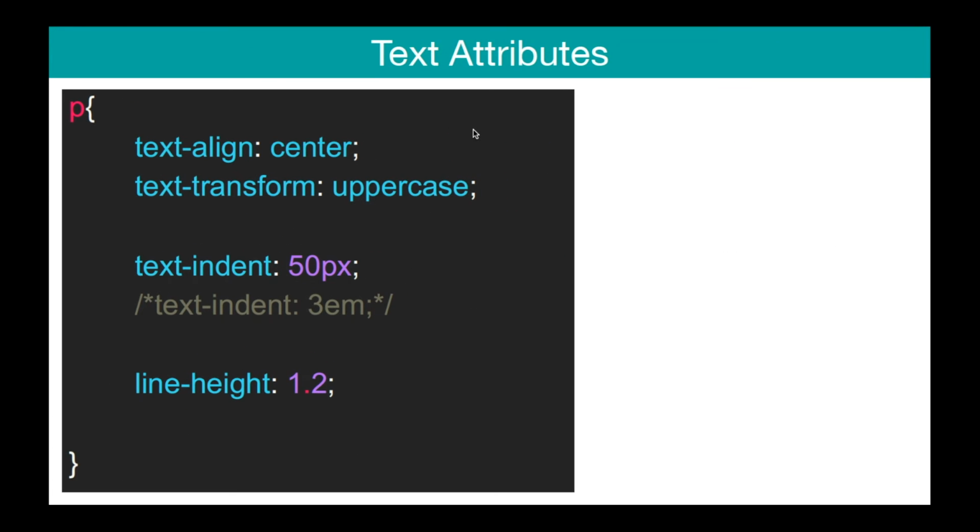The next two properties that we're going to have a look at are the text indent, which is how much the first letter or the first word gets indented when you create a new paragraph, and then the line height, which is a bit like the line spacing in a text editor or word processor.